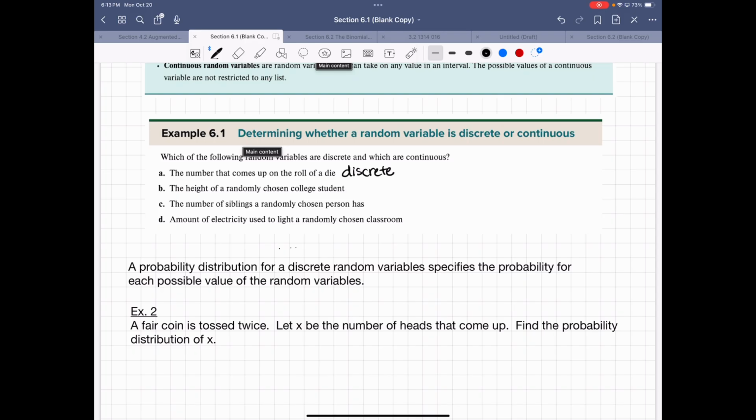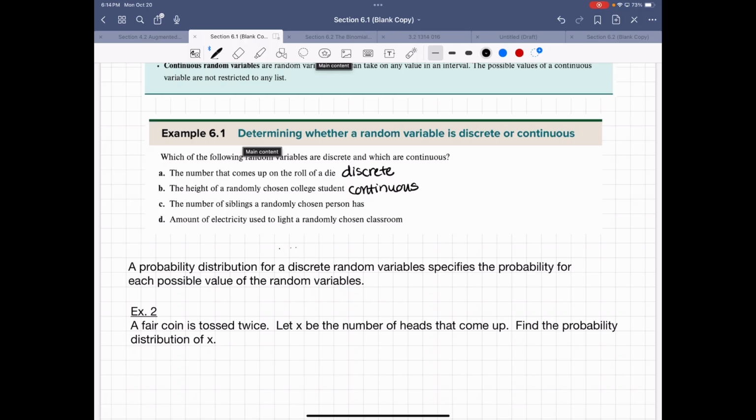Okay? The height of a randomly chosen college student. That one's continuous. Okay, because we're not going to get, let's say, just a 6 foot tall or just a 5 foot tall person, right? You're going to get anything in between, probably from 4.5 to 6.5, 7 feet tall, right?